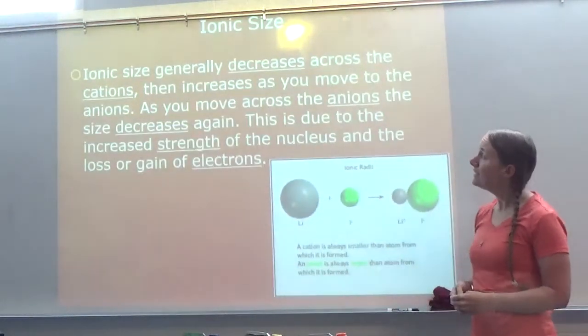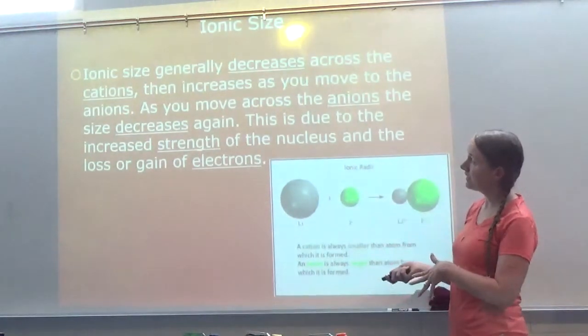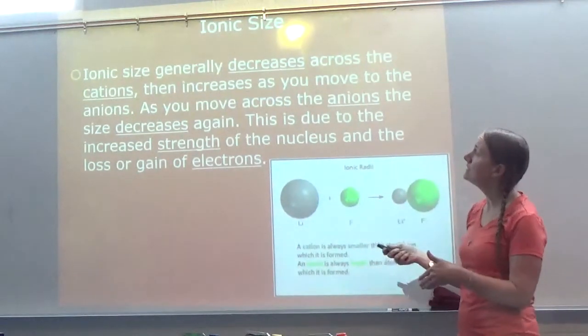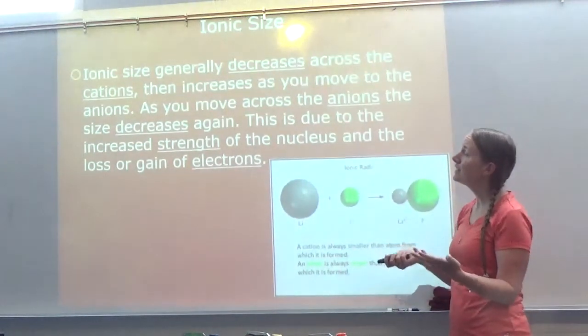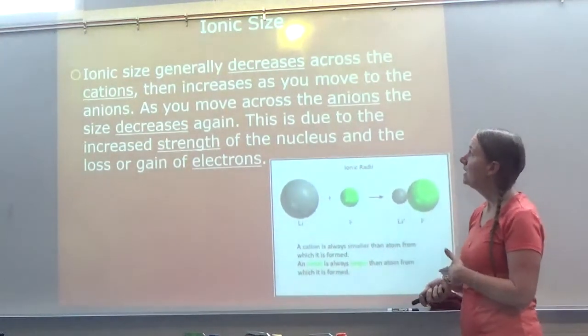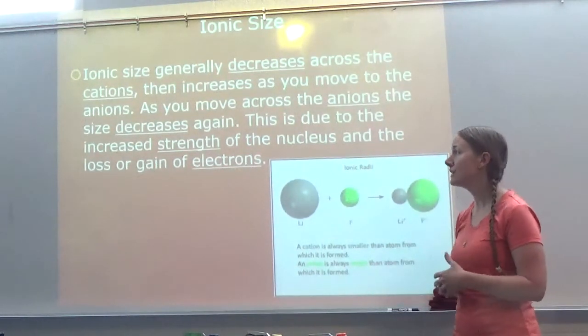All right, so ionic size generally decreases across the cations, then it increases as you move to the anions, and as you move across the anions, size decreases again. This is due to the increased strength of the nucleus and the loss or gain of electrons.